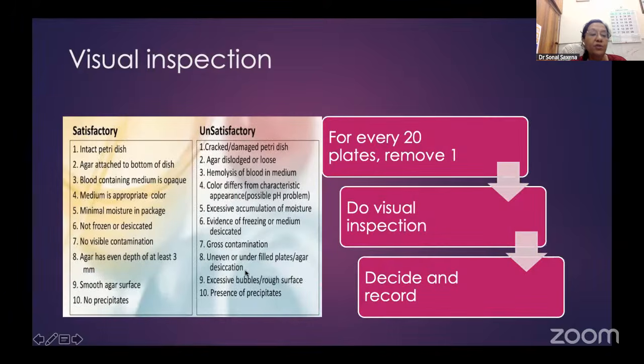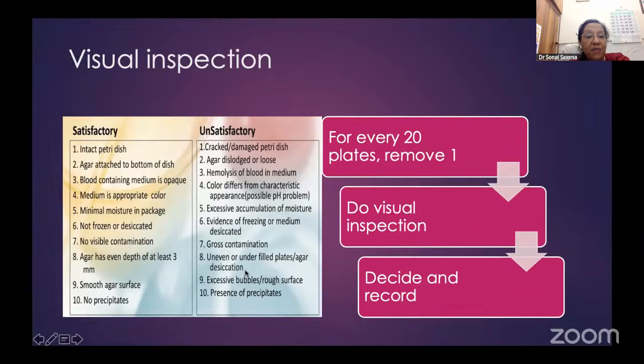So, how do we do it? Visual inspection, as I said. For every 20 plates, you remove one plate and do a visual inspection. Is the petri dish intact? Is the agar attached to the bottom of the dish? If not, that means too little material, too little water is there.